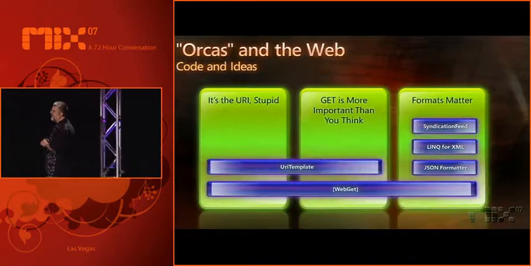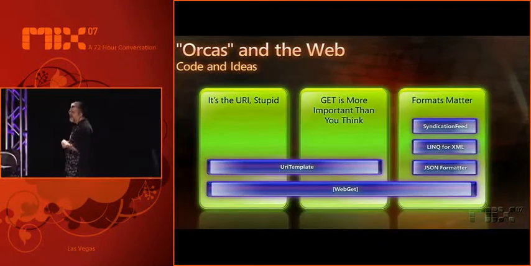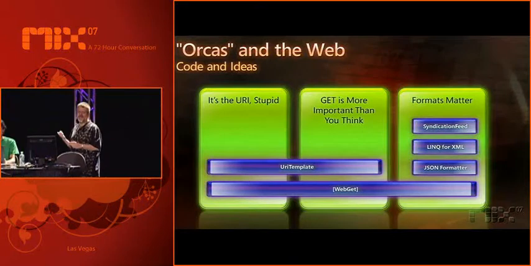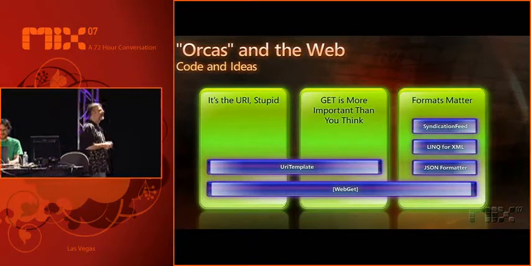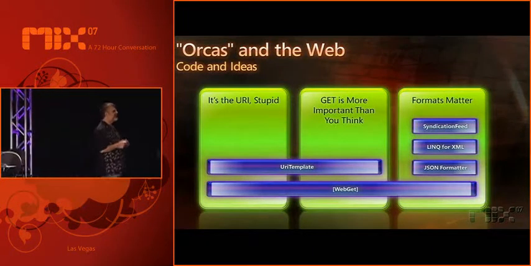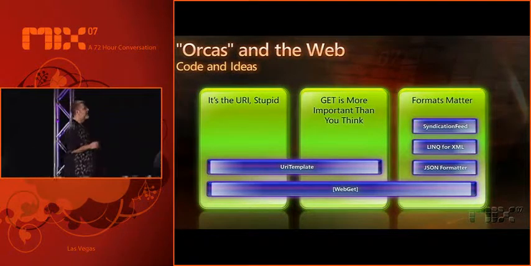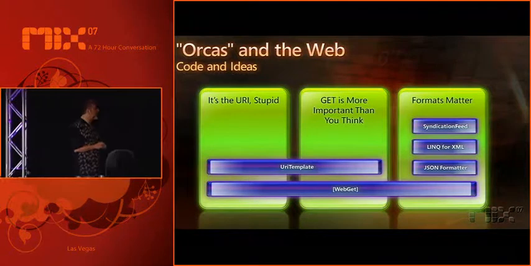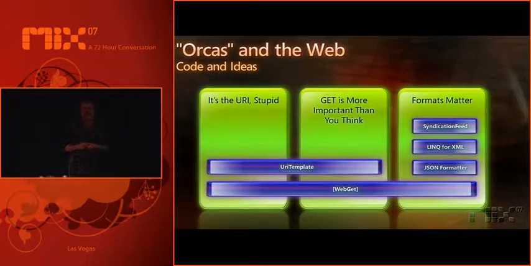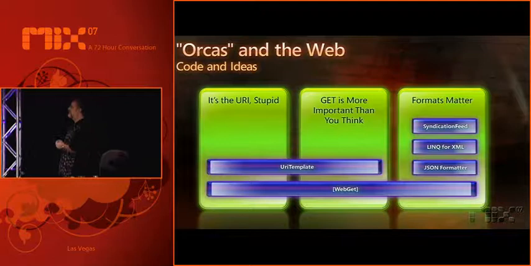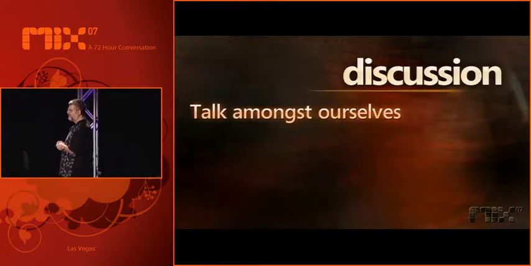In terms of mapping these new bits in Orcas to the memes of URI, GET, and formats, here's how the world shakes out. URI template is really about both URIs and about GET, because it's often used in a GET context. We saw we have a bunch of support for formats, and then WebGet spans the whole thing and wraps it all into a bow, especially on the server side.